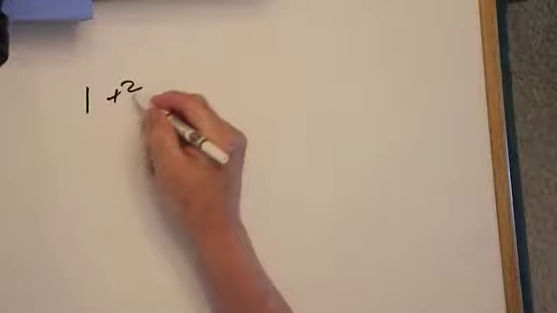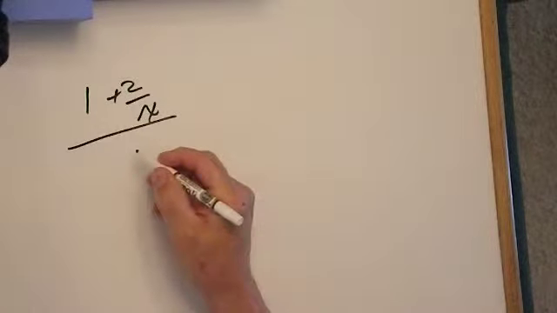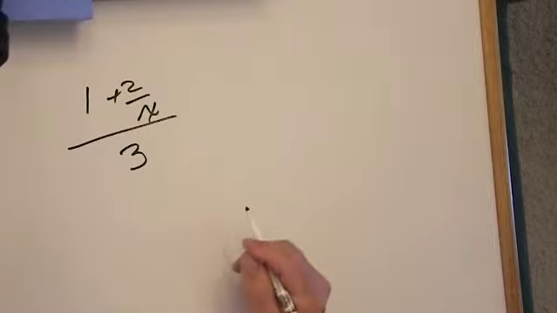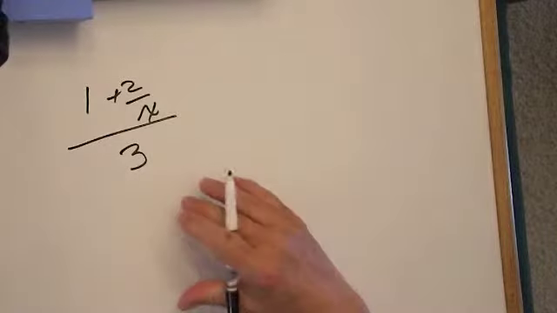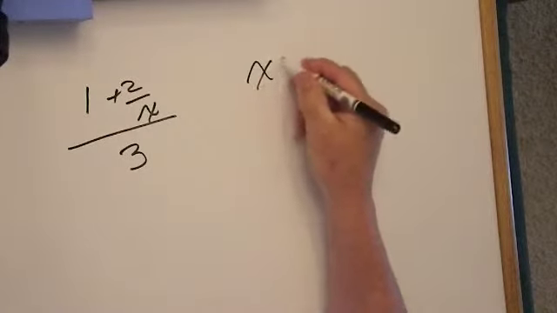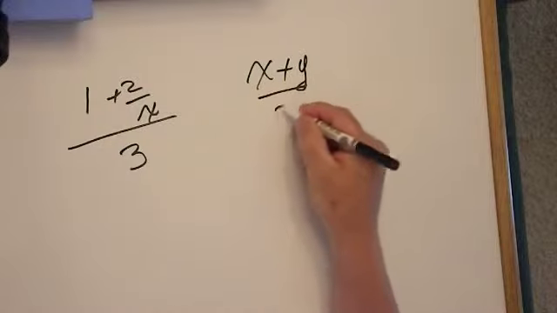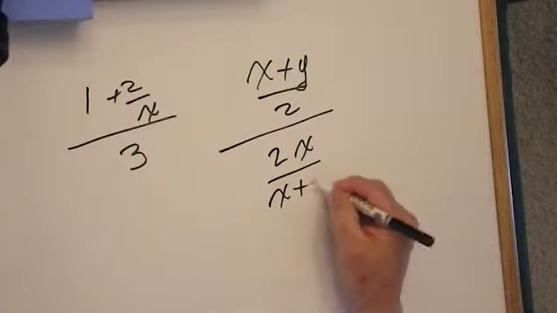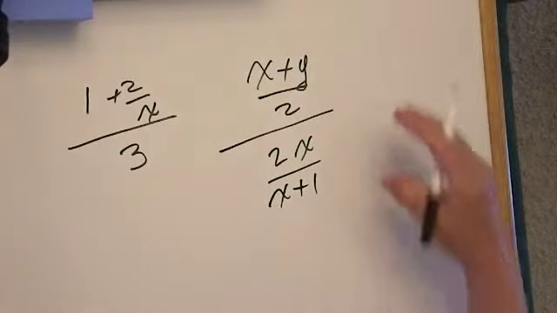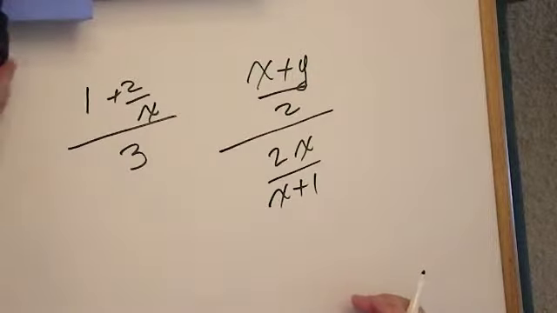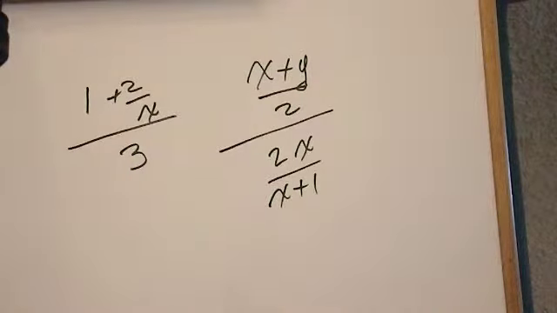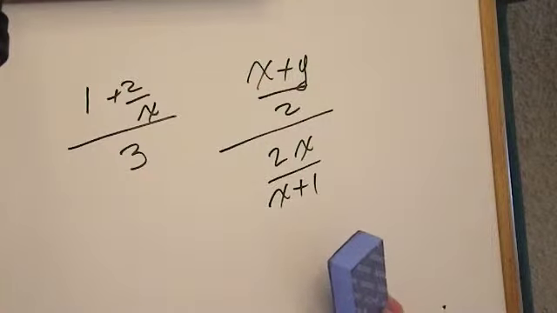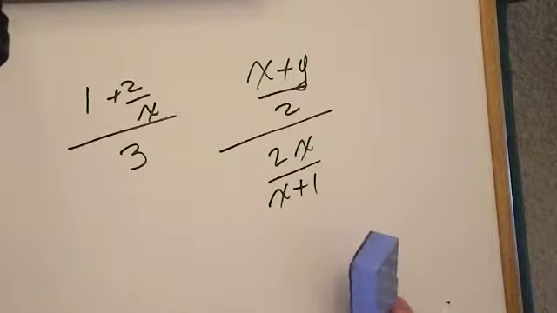So for example, 1 plus 2 over x is a rational expression in the numerator, and 3 is a rational expression in the denominator. So it's basically a fraction over a fraction. Another example, x plus y over 2 all over 2x over x plus 1. They look kind of complicated, but basically it's a fraction over a fraction. So that makes it a complex rational expression. We're going to look at two ways of simplifying complex rational expressions.